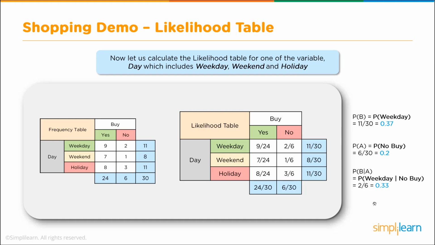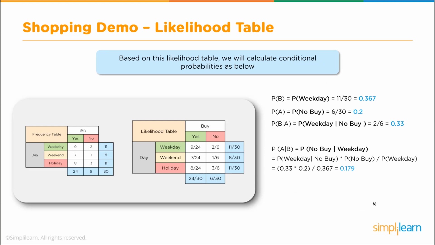And finally, we look at the probability of B if A. In this case, we're going to look at the probability of the weekday and not buying. 2 of the no buys were done on the weekend, out of the 6 people who did not make purchases. So the probability of the weekday without a purchase is going to be 0.33, or 33%. Let's take a look at this at different probabilities, and based on this likelihood table, let's go ahead and calculate conditional probabilities as below.